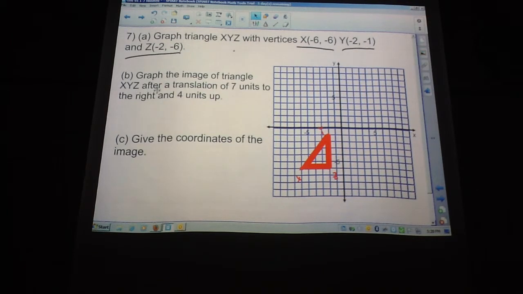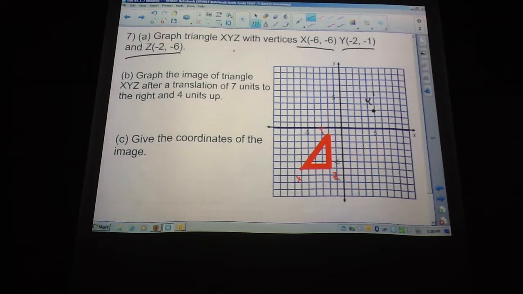Then it wants me to graph the image of the triangle x, y, and z, which we could call x prime, y prime, z prime, after a translation 7 units to the right and 4 units up. So all I'm going to do is move each one of these vertices of the triangle 7 units to the right and 4 units up. So I'm going to move the y first here. I'm going to go 1, 2, 3, 4, 5, 6, 7, and up 1, 2, 3, 4. I'm going to put my new point down there and call that y prime.